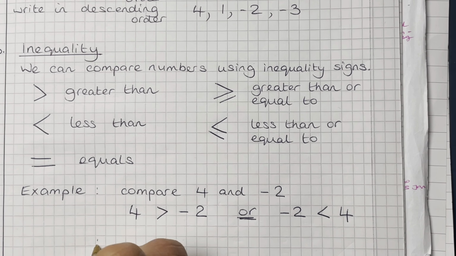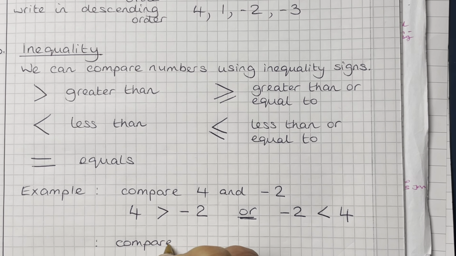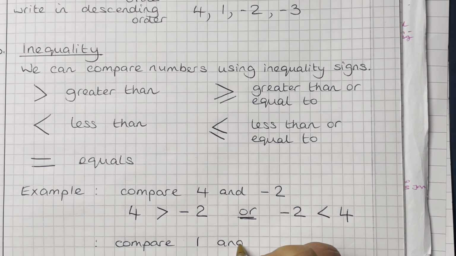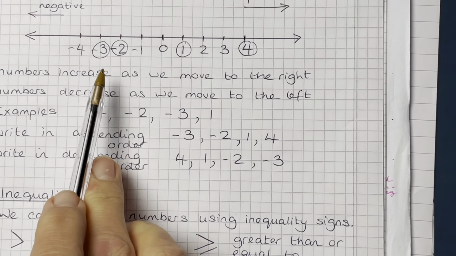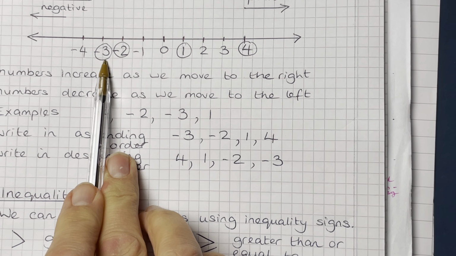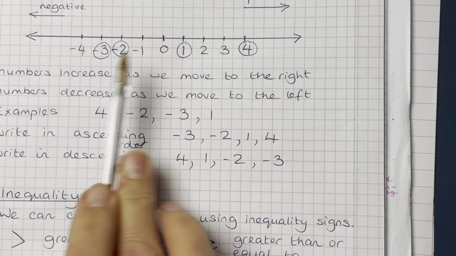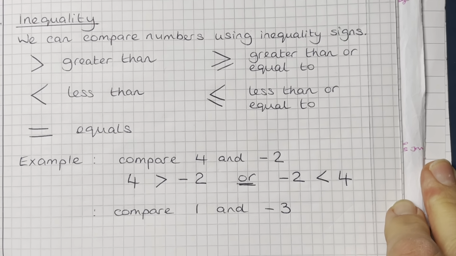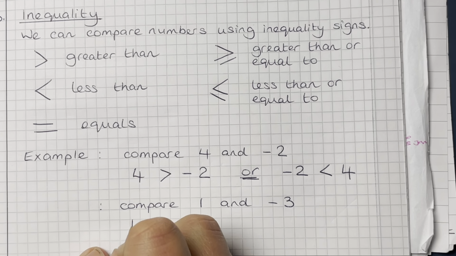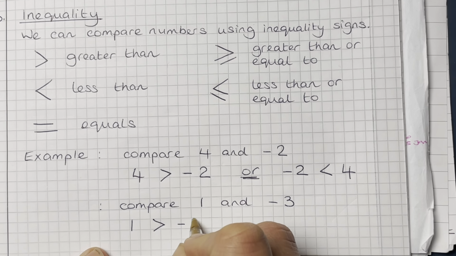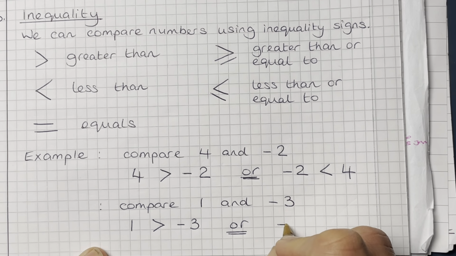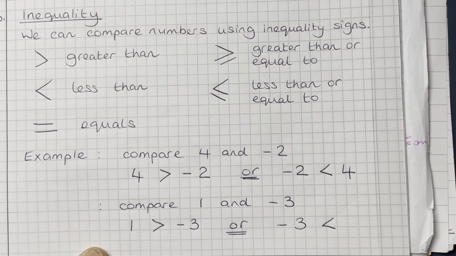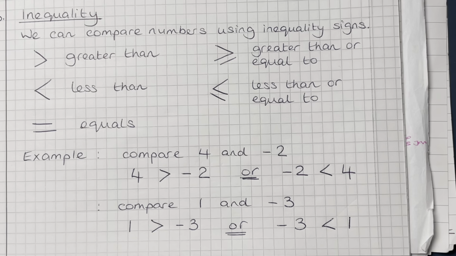Let's do one more example. This time we're going to compare 1 and -3. Again, we can see from the number line here, we've got 1, we've got -3, and the number 1 is on the right hand side of the -3. So 1 is greater than -3. It was further to the right. But we can also write that as -3 is less than 1. Okay, so just a quick reminder there about inequalities.